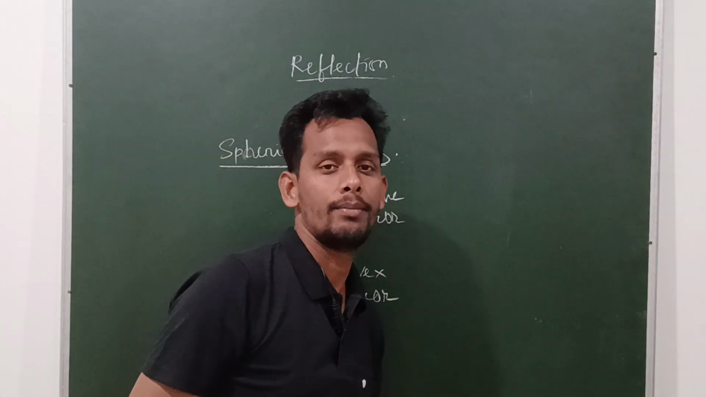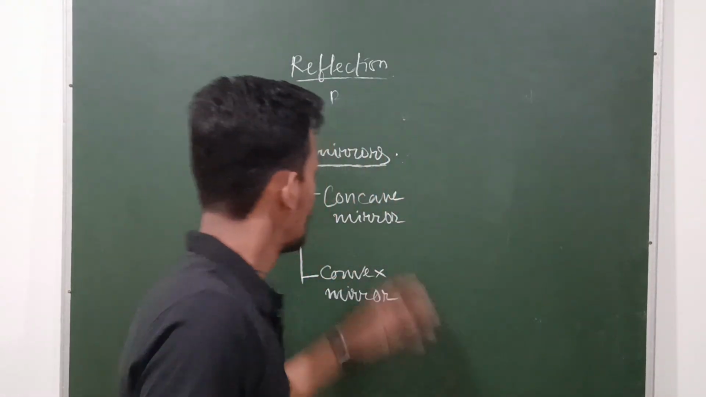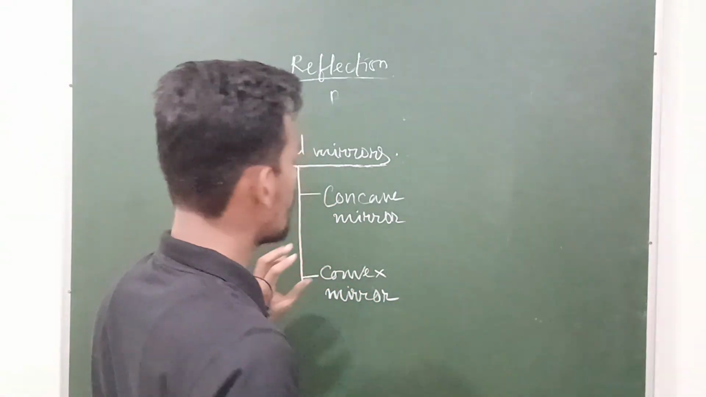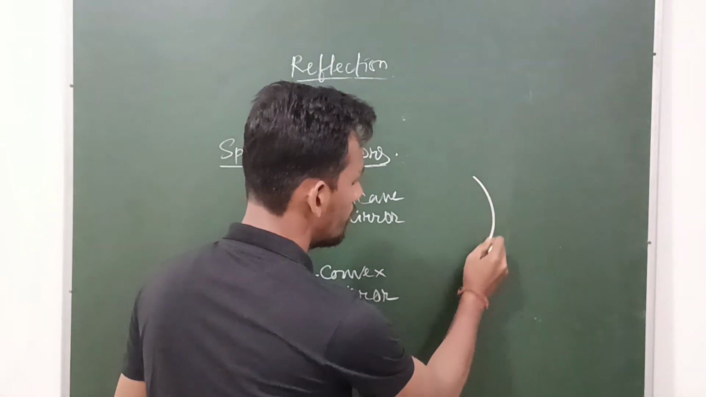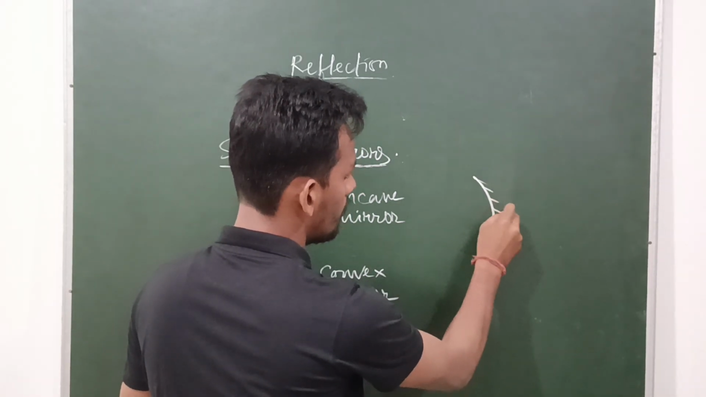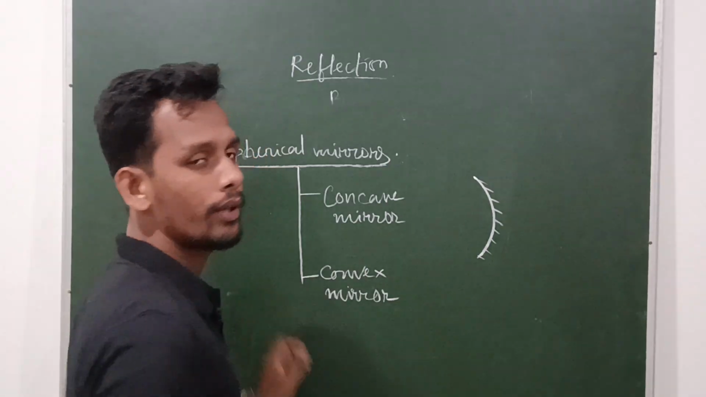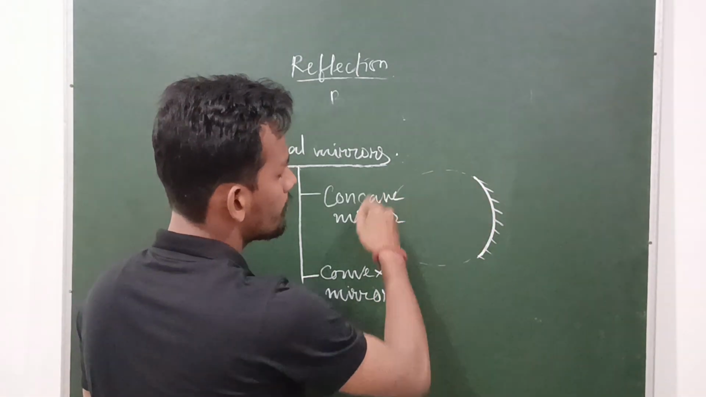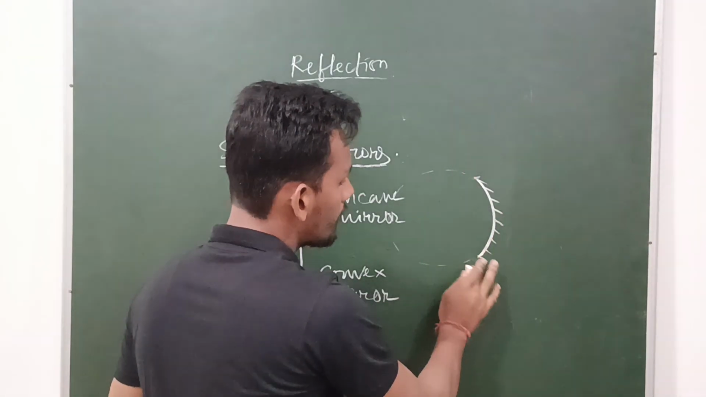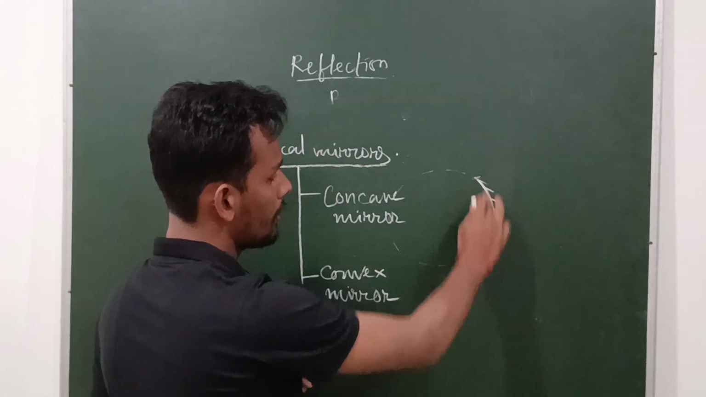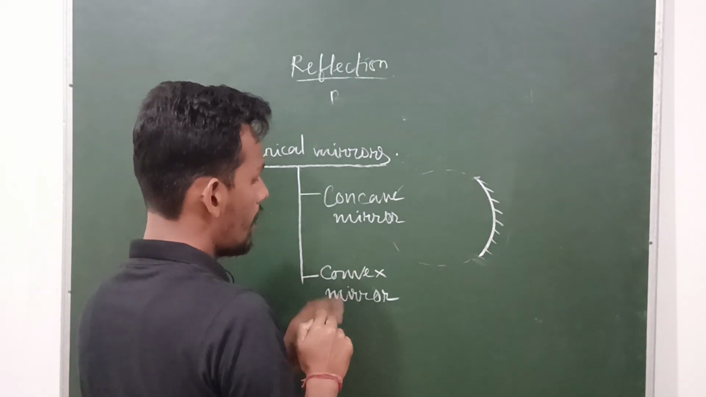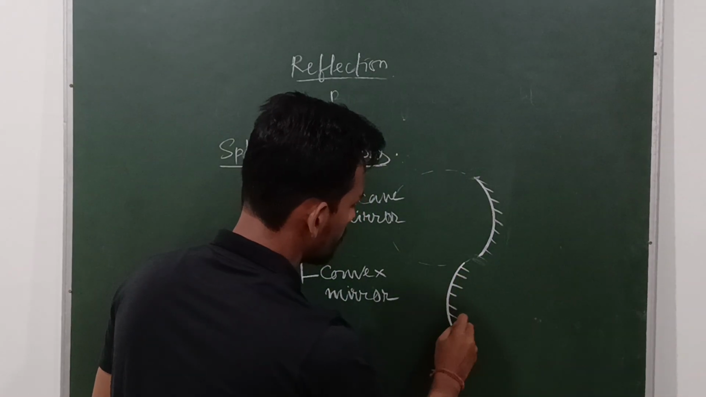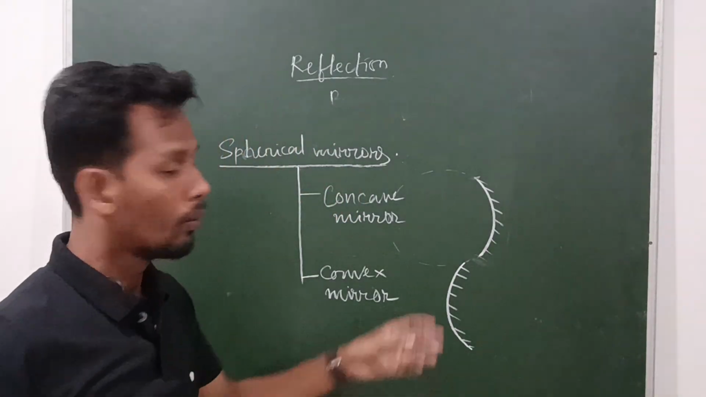Now what is the difference between the concave and convex mirror? They are spherical. It means that they are part of a sphere. Concave mirror is looking like this, termed as concave mirror. If you draw the whole arc, then it will be a sphere. This is only the part of a sphere. And convex is this. Clear? What is the difference?